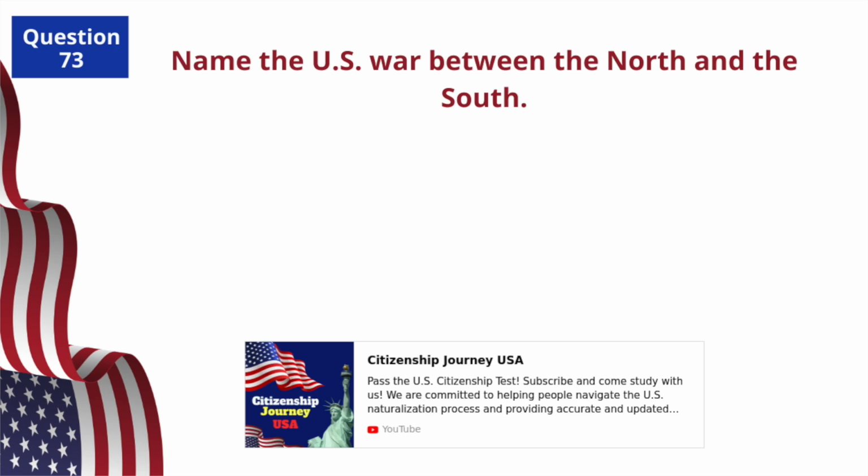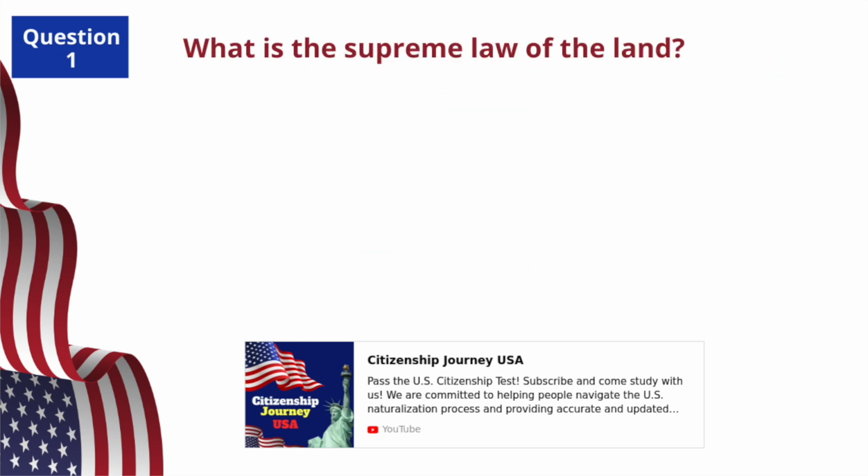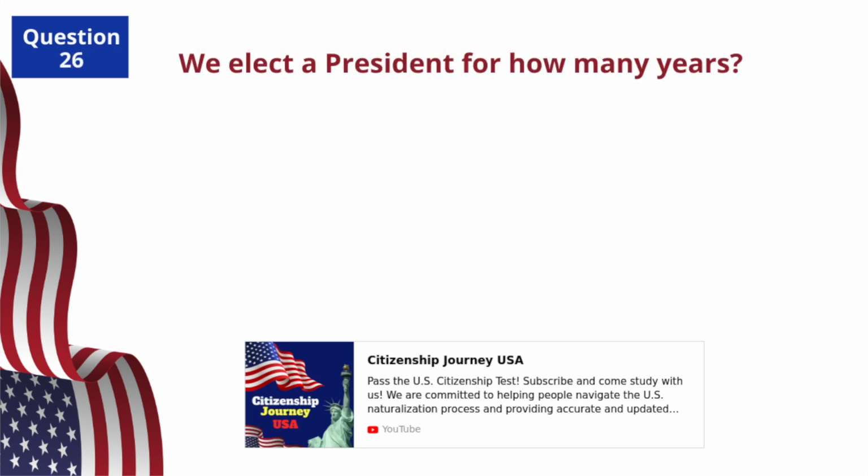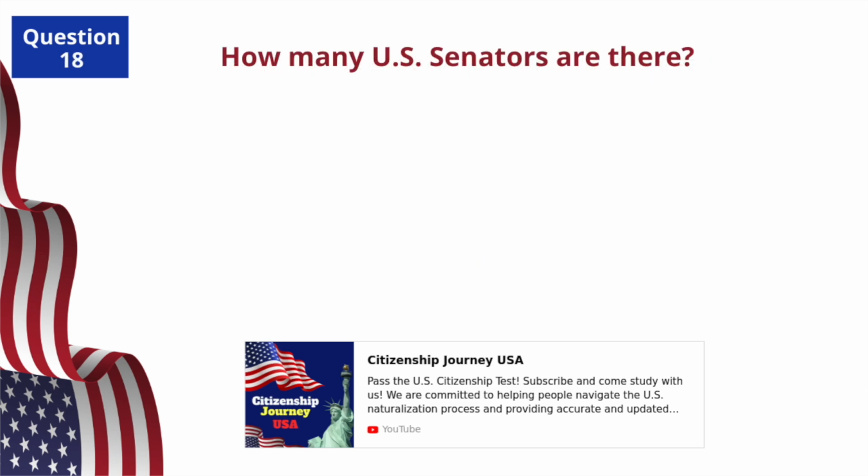Name the U.S. war between the North and the South. The Civil War. What is the supreme law of the land? The Constitution. We elect a president for how many years? 4. How many U.S. senators are there? 100.